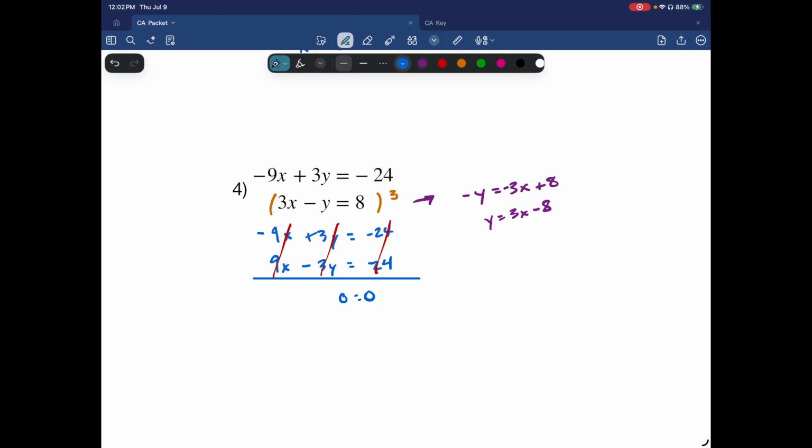And so I said earlier that whenever it's infinitely many, which is what this is, then you have to write a rule for whichever variable you don't solve for. So I solved for y, so that's my rule. So no matter what I plug in, it's always going to work because it's the same line. So if I plug in x, I get my y by plugging it into the rule, 3x minus 8.